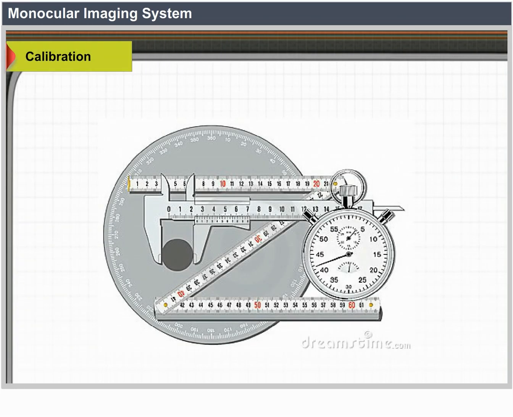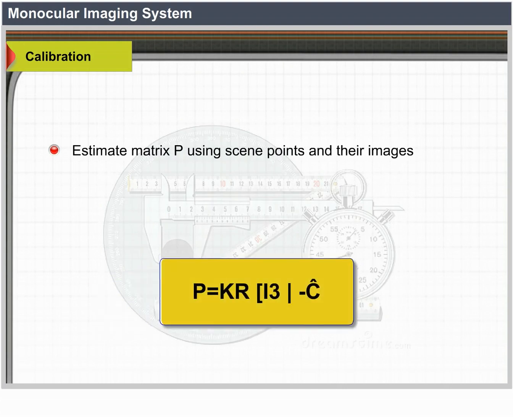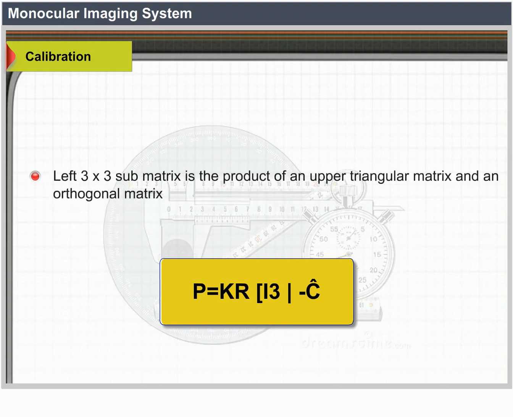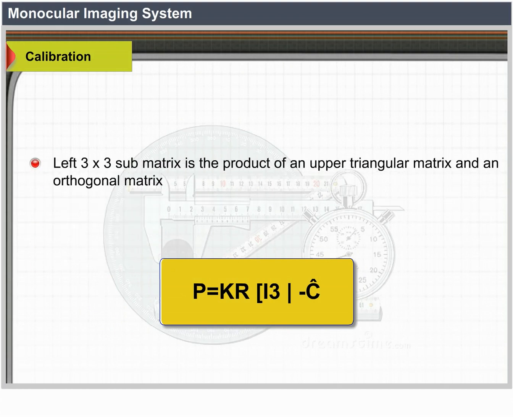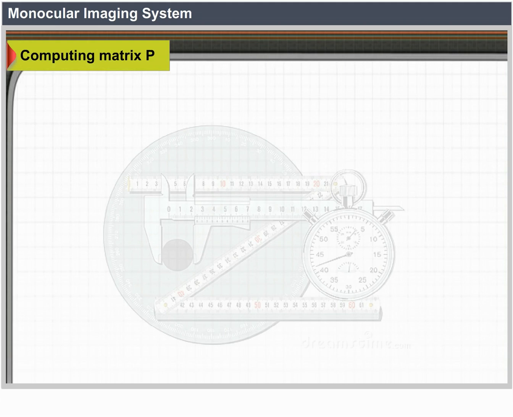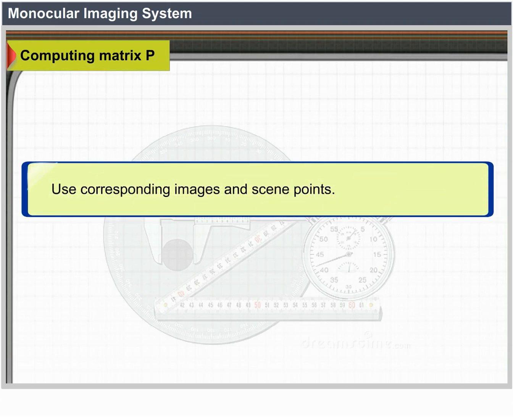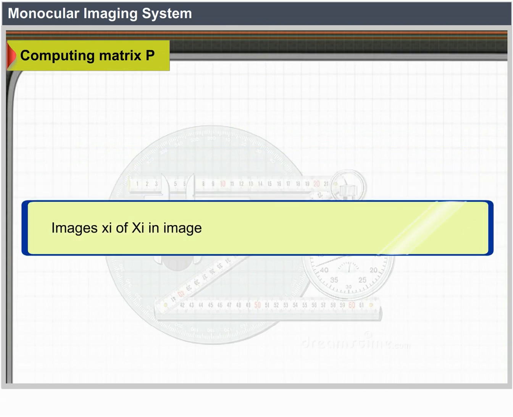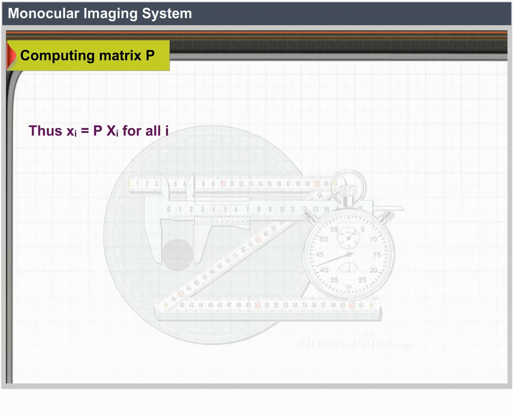Calibration. Estimate matrix P using scene points and their images, and estimate the intrinsic and extrinsic parameters. The left 3x3 submatrix is the product of an upper triangular matrix and an orthogonal matrix. P equals KR times the matrix [I3 | minus C tilde]. Computing matrix P. Use corresponding images and scene points: 3D points Xi in the world coordinate system, and images xi of capital Xi in the image. Thus, xi equals P Xi for all i.